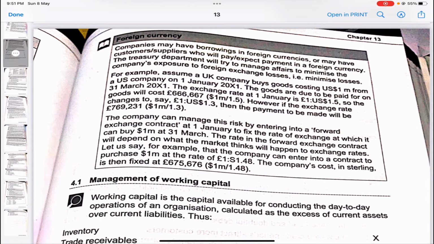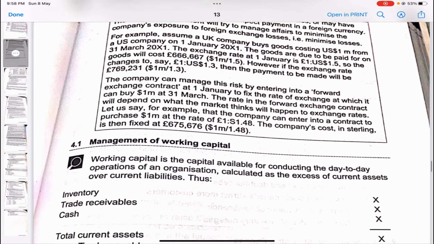So foreign currency. I'll just explain what foreign currency is. So the value of the dollars and the value of the currencies keeps changing day to day. So the rate of the foreign currency keeps changing and that affects the business organization. So the treasury takes care of the foreign currency.